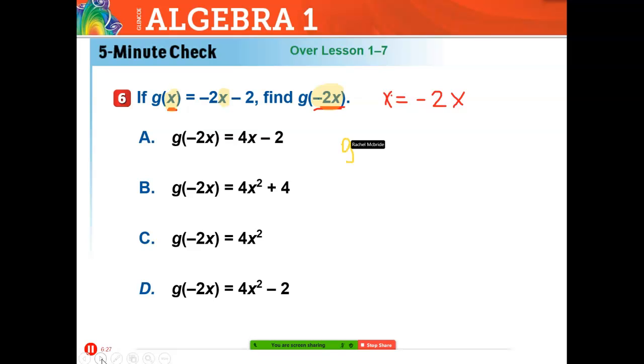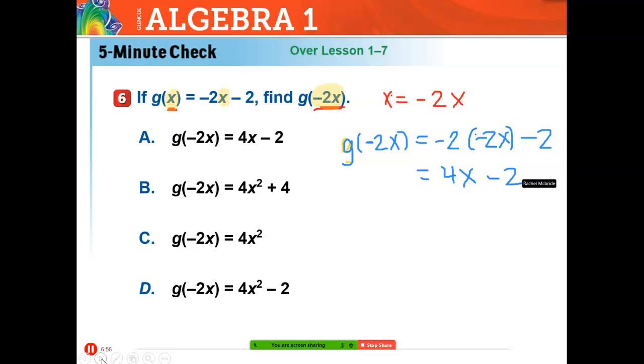So this is becoming g of negative 2x equals negative 2. Now, where you had an x, you replace it with negative 2x minus 2. What's a negative times a negative? Good, Zoe? Good. A negative times a negative is a positive, or x minus 2, which is which answer choice? What's the correct answer? Nick? Good.